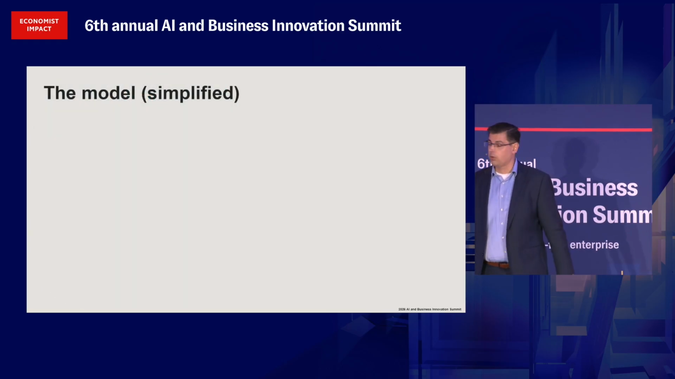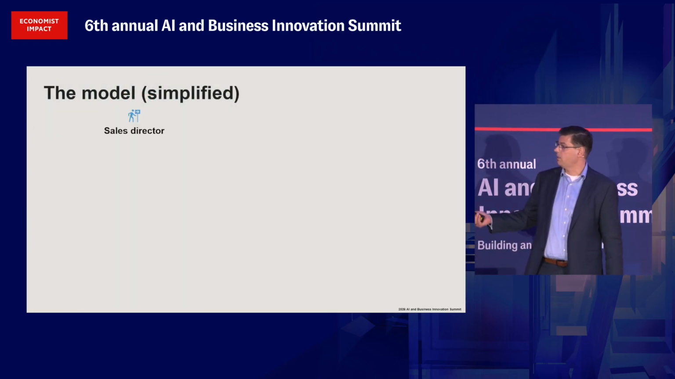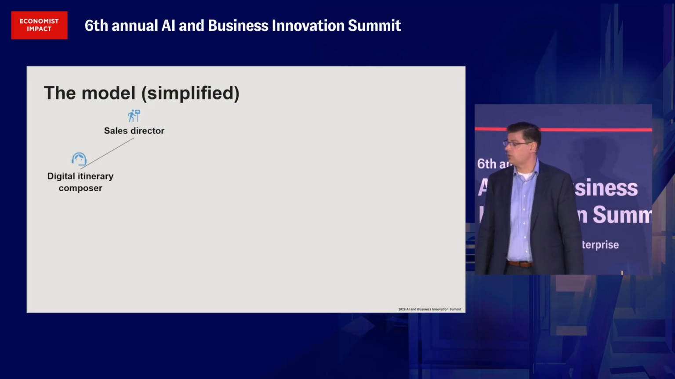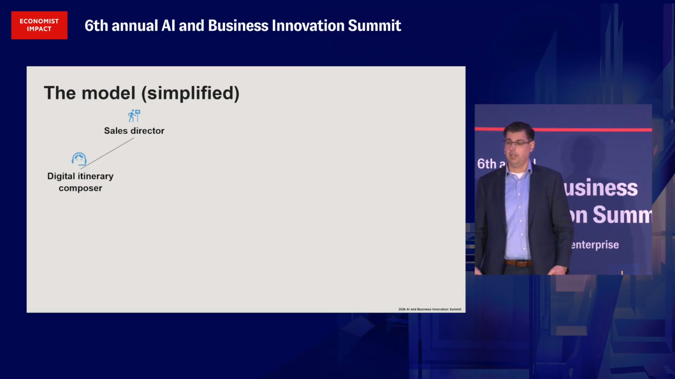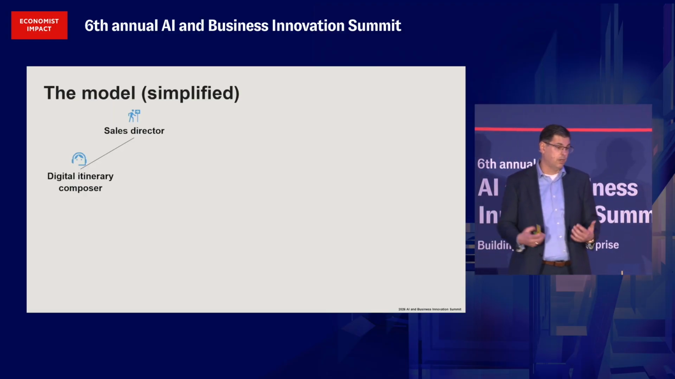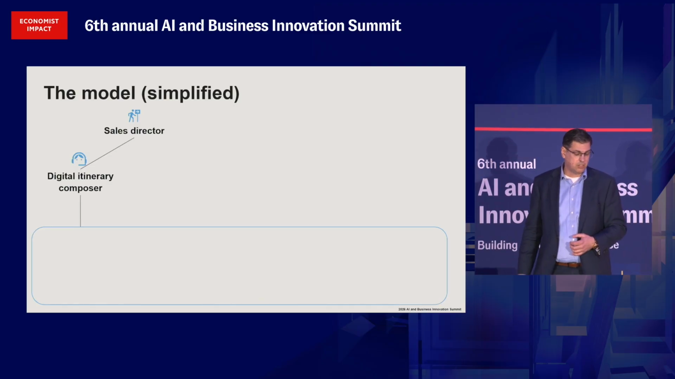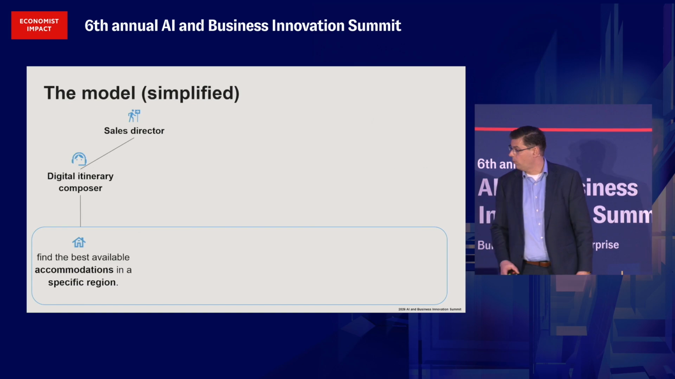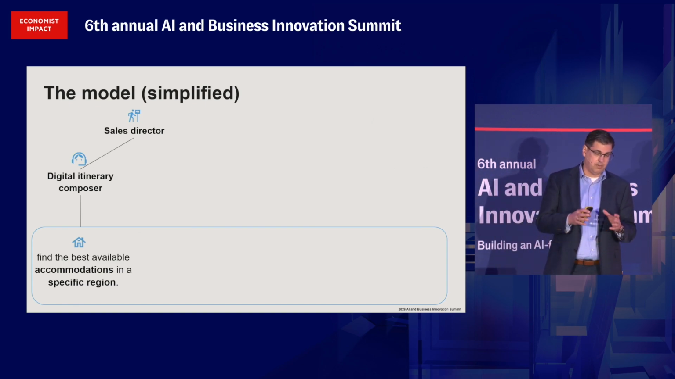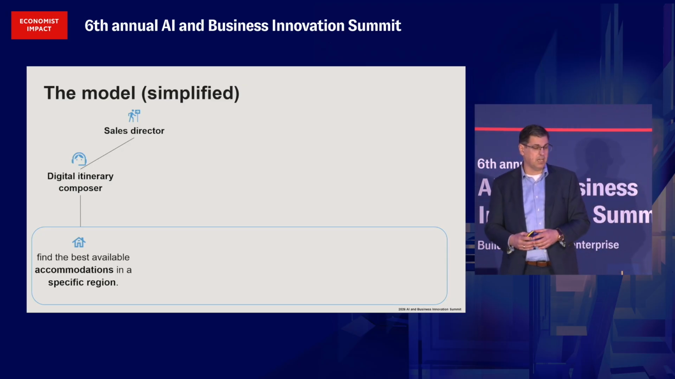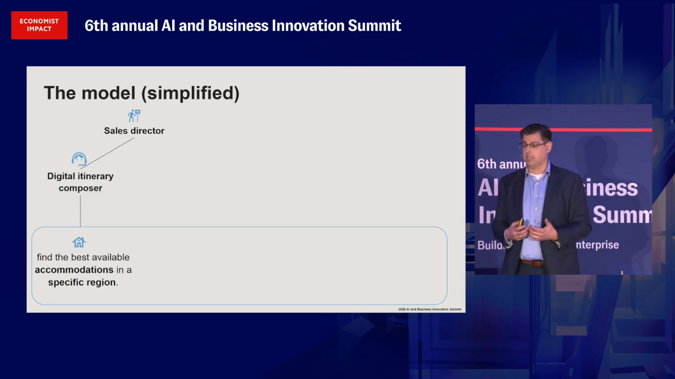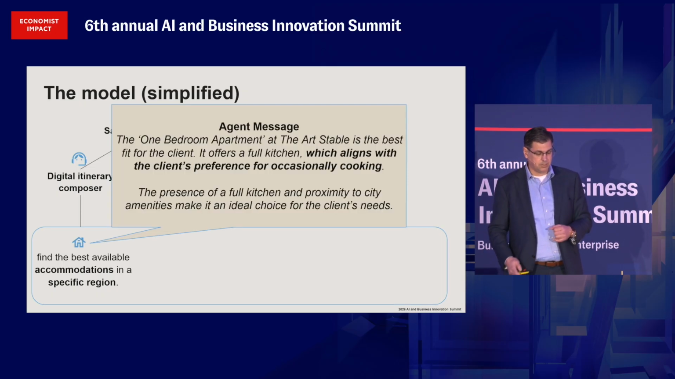So what is our model? It's simplified, but basically we talk as humans to the sales director, saying, hey, build this itinerary for me. And he then has the digital itinerary composer, which is actually the project manager of building the itinerary, and he has his own team of agents to do very specific tasks. We have, for example, special agents that are very good at finding the best accommodation in a specific region. For other regions, we duplicate this agent, but by narrowing it down to a region, we send less data to the LLM, and we are actually getting way better results out of this.